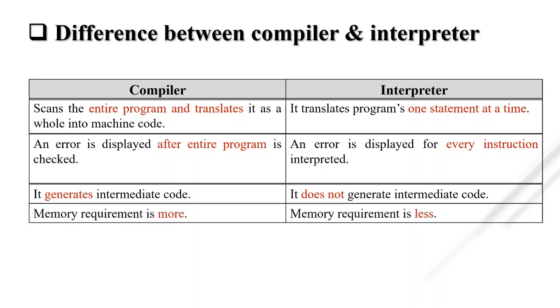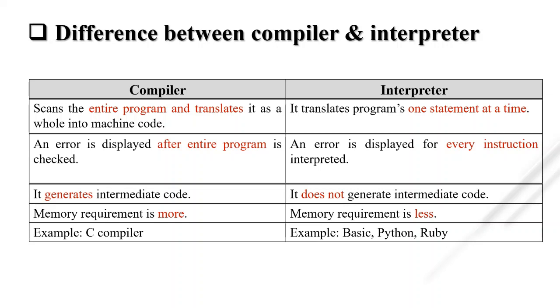In compiler, memory requirement is more. Why? Because the whole program is translated at a time. But in interpreter, memory requirement is less. Why? Because one statement is translated at a time. Example of compiler is C compiler. Example of interpreter is basic Python and Ruby.